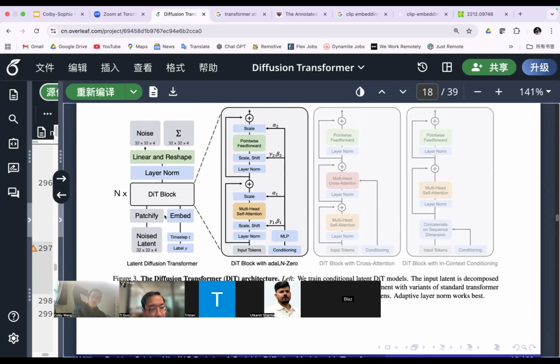The UNet in here is much less of a focus, and flow matching is not really part of this model. Flow matching, yeah, this is diffusion. For flow matching, you can also use a transformer, I think.